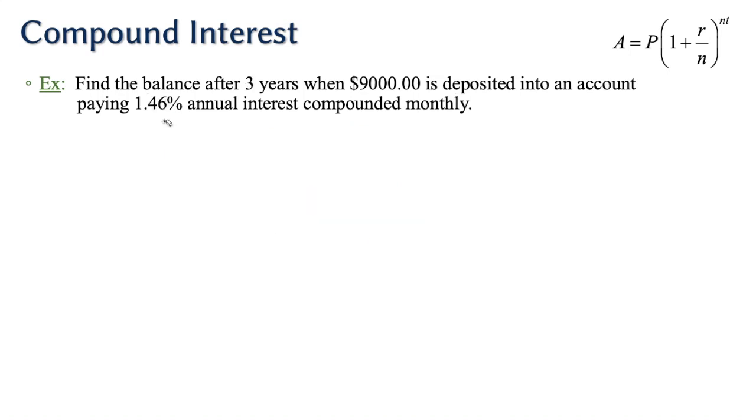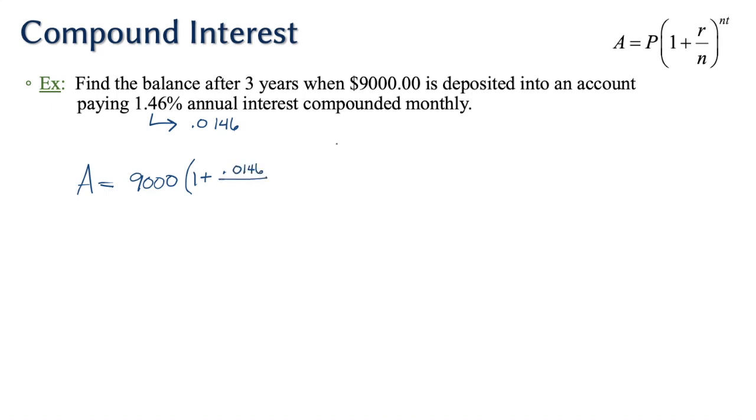Let's try another example, but this time let's let $9,000 sit in an account for 3 years, paying 1.46% annual interest. But this time it's going to be compounded monthly, which is common in many investments. So in this case, to find our amount, we'll start with our principal, $9,000. As a decimal, remember 1.46% is 0.0146, so that number is going to be in the numerator.